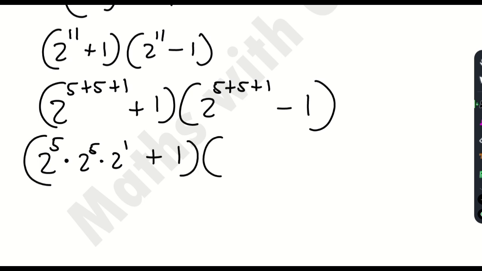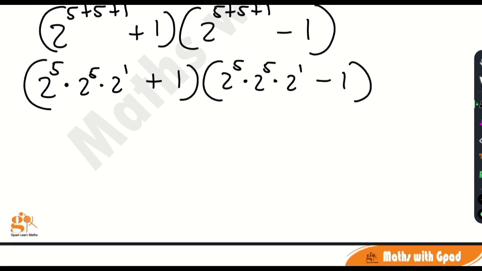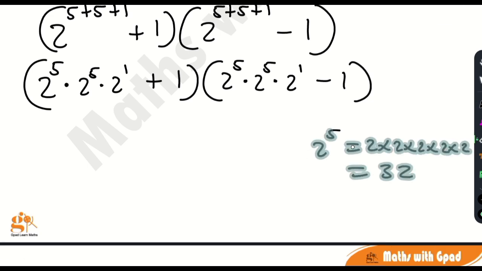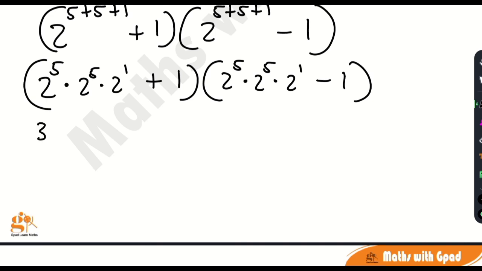So I'm going to do the same thing here. 2 raised to the power 5 times 2 raised to the power 5 times 2 raised to the power 1 minus 1. At least you know what 2 raised to the power 5 is. In case you don't know, it is 2 times 2 times 2 times 2 times 2, 1, 2, 3, 4, 5, which is 32. You see how simplified this has become. So I'm going to replace that right here. So 2 raised to the power 5 is 32, times 32 here, and then times 2, then plus 1 in bracket.